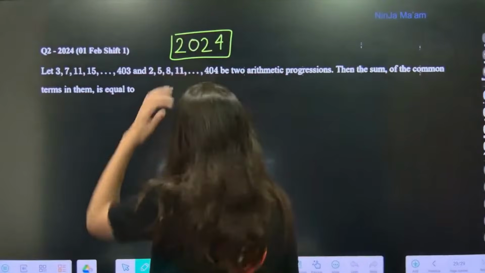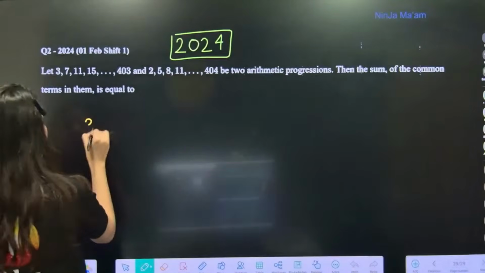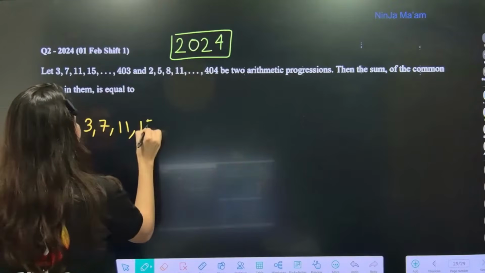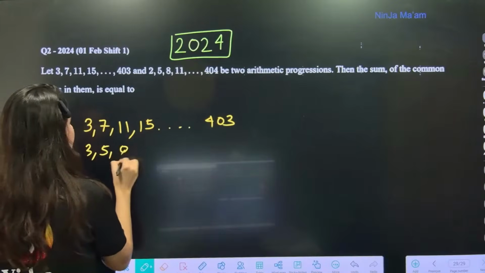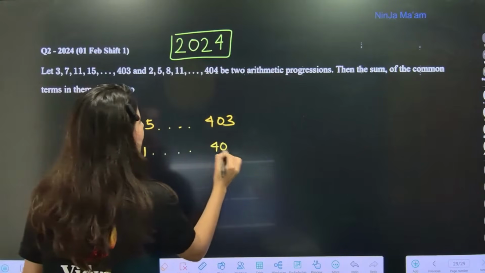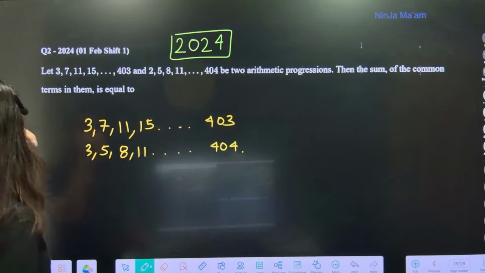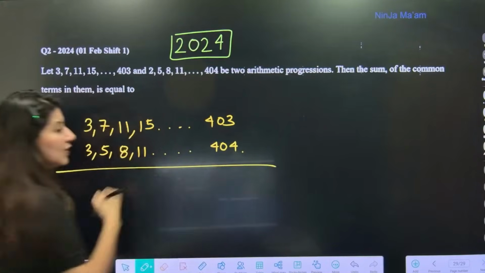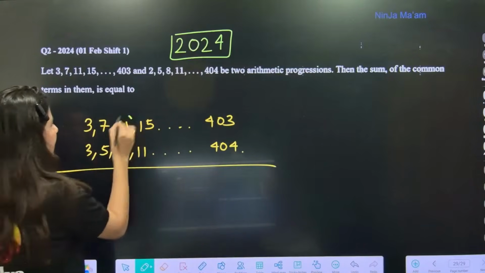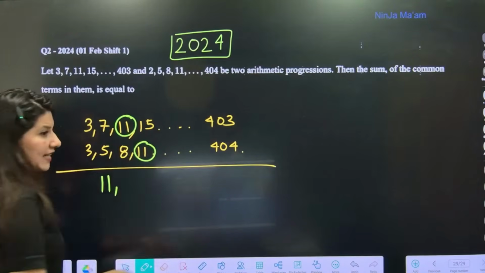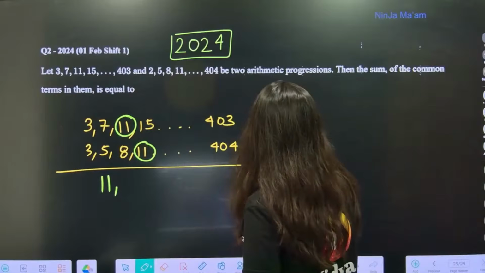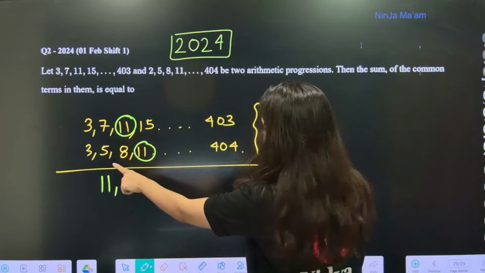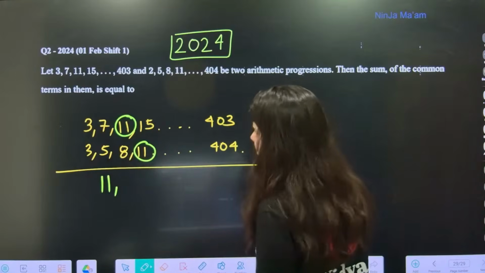Now there was a JEE Main 2024 PYQ over here, which says: 3, 7, 11, 15 all the way up to 403, and 2, 5, 8, 11 all the way up to 404. Sum of common terms in them. First of all, we need to create a new AP of common terms. Clearly 11 is the very first term. What will be the second term? I don't have to worry about it, because D1, can anybody tell me? D1 is 4 and D2 is 3. Correct or not?